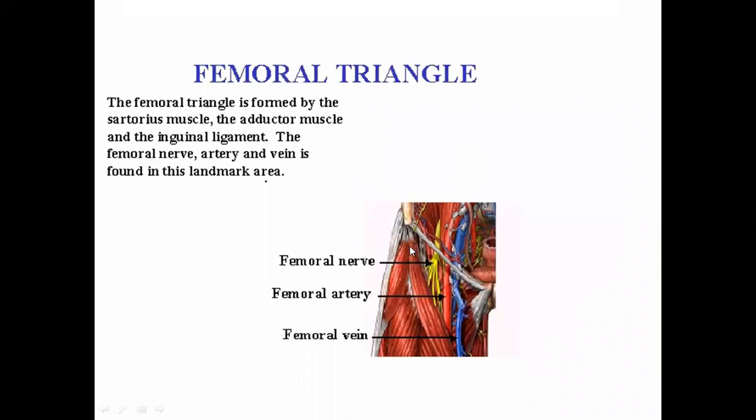Femoral triangle is the area which we already saw, and it is formed by the sartorius muscle as we saw before, the adductor longus muscle, and the inguinal ligament. The femoral nerve, artery, and the vein are found in this area. So there are 3 structures which are seen in this area. From medial to lateral are femoral vein, femoral artery, and femoral nerve. So these structures are seen in the femoral triangle.